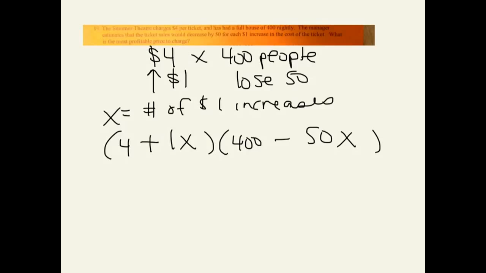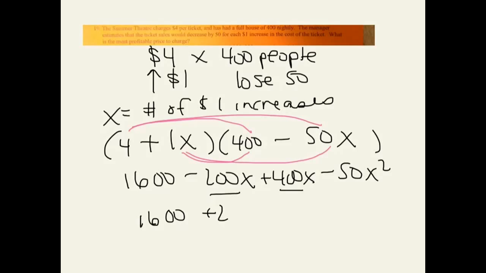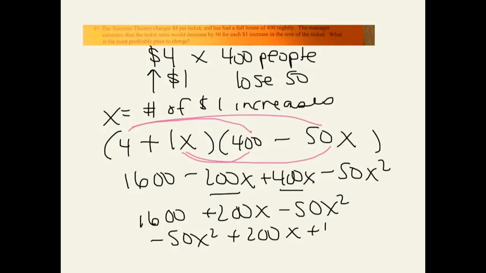So what I'm going to do in this question now is apply the distributive property here and here, and here and here, and then I'm going to group my like terms. So in the first set here I have 4 times 400 is 1600. 4 times negative 50x is negative 200x. 1x times 400 is 400x. And 1x times negative 50x is negative 50x squared. So I just have to combine my like terms in the middle. I have 1600 plus 200x minus 50x squared. And I'll just rewrite that so that my x squared term is first.